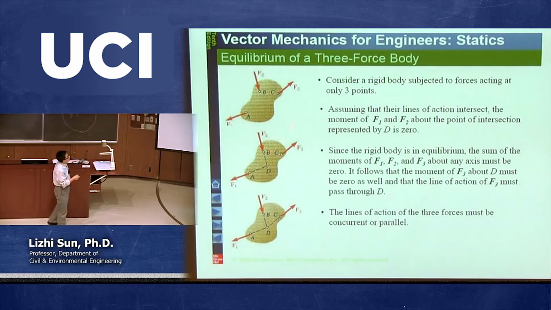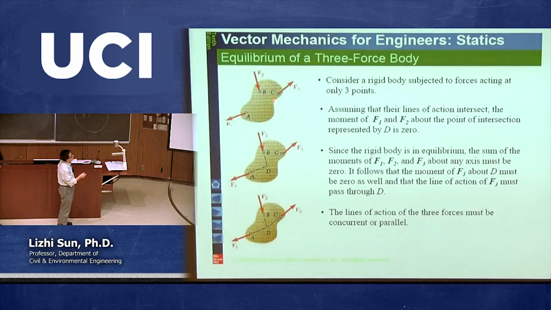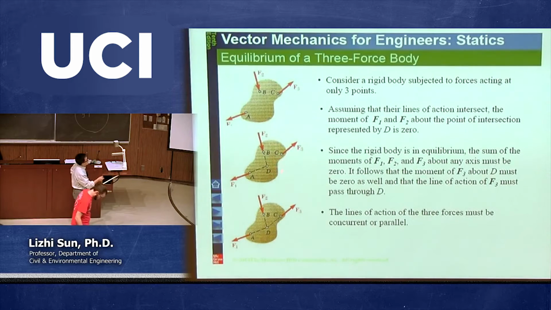What that means is you have general two forces. These two forces, as long as they are not parallel, you can find a common point. Or let's say these two forces, for example, this and this one, you have a common point so that the forces are passing point D. Then the third force must go through this point D as well. So this is called the line of action of three forces must be concurrent.